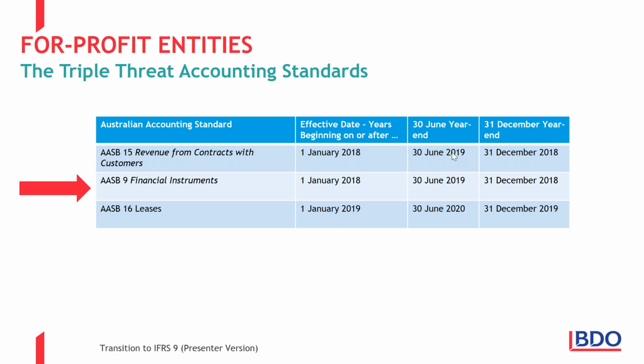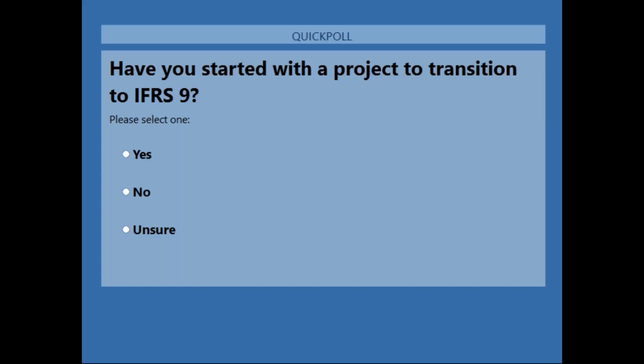So maybe the next question, I'm doing all the polling questions at the start here. You've indicated whether you've started a project to transition to IFRS 15 or 16. What about IFRS 9? Now, I have to say my expectation is that not many people have done a lot of work on IFRS 9. It seems a lot of the attention is focused on IFRS 15 and or 16. But let's get people to vote so we can see whether my hypothesis is right or wrong.